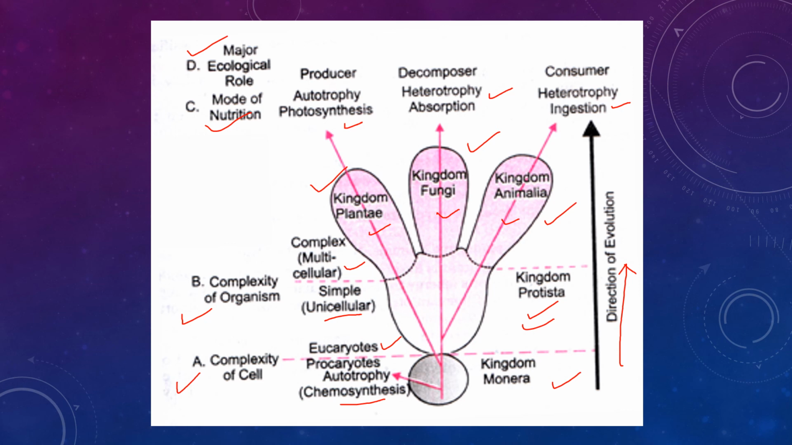Then we can talk about the ecological role, or the lifestyle, of each of these kingdoms. Kingdom Plantae are the producers, kingdom Fungi are the decomposers, and kingdom Animalia are the consumers. So this is the basic knowledge about the biological classification of the different organisms which exist on this earth. My next lecture will start with the first kingdom, which is Monera.